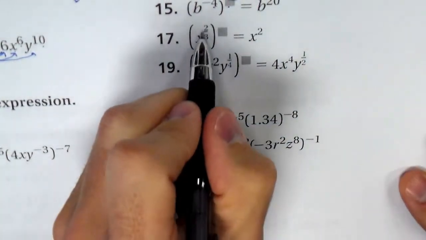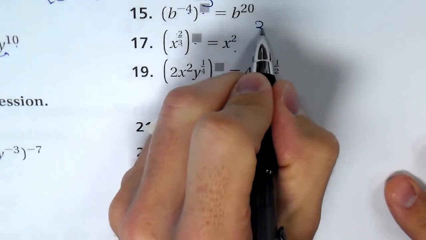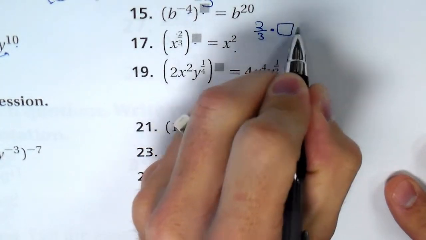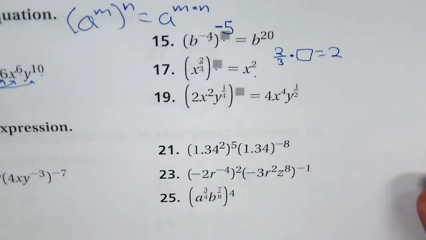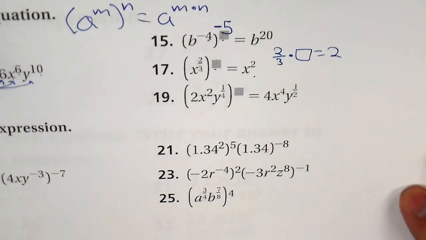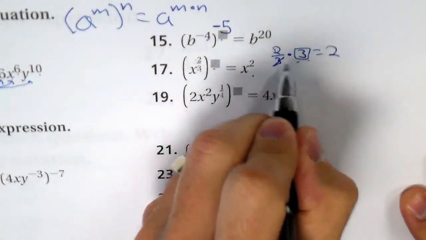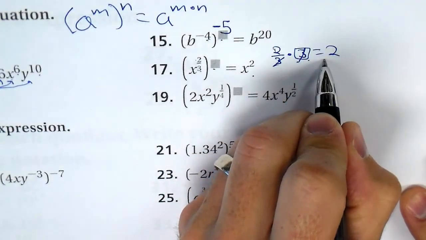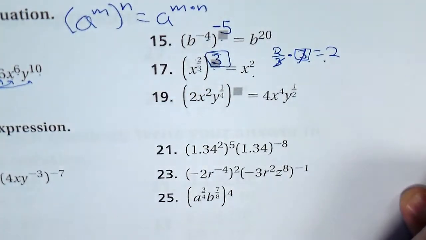For 17, 2/3 times what equals 2? Well, 2/3 times some value equals 2. We can kind of look at it a couple ways. One of them is if we know about multiplying fractions, when you multiply a fraction by the value in the denominator, it clears it out. So if I multiplied by 3 here, 2/3 times 3 would leave us with just 2. So that would be an answer. That's how we could get 3 right there.